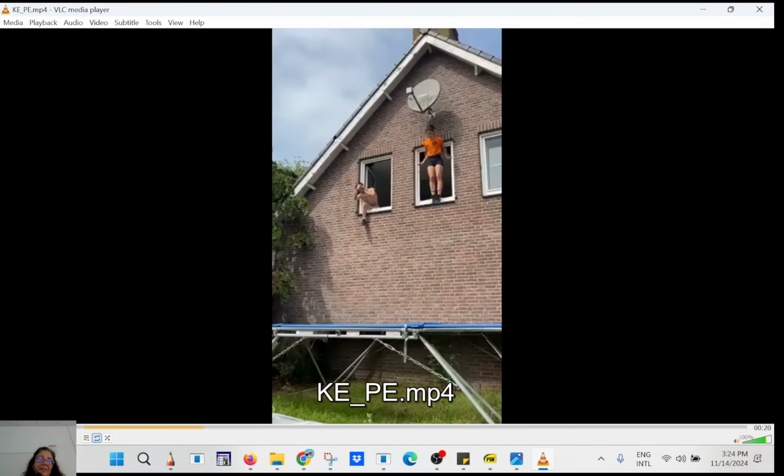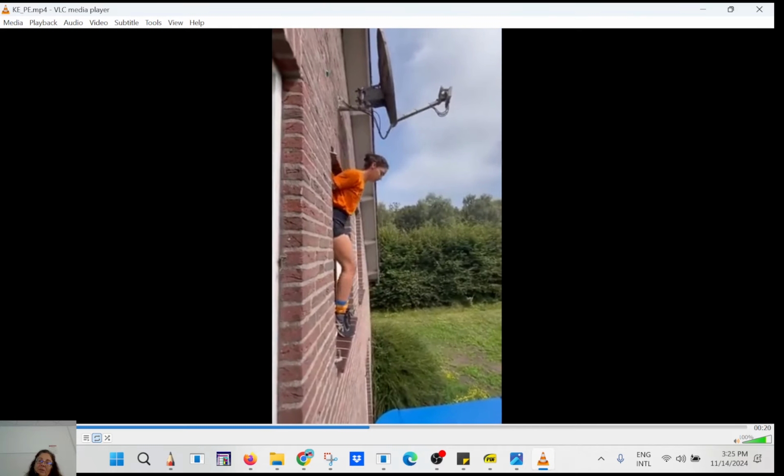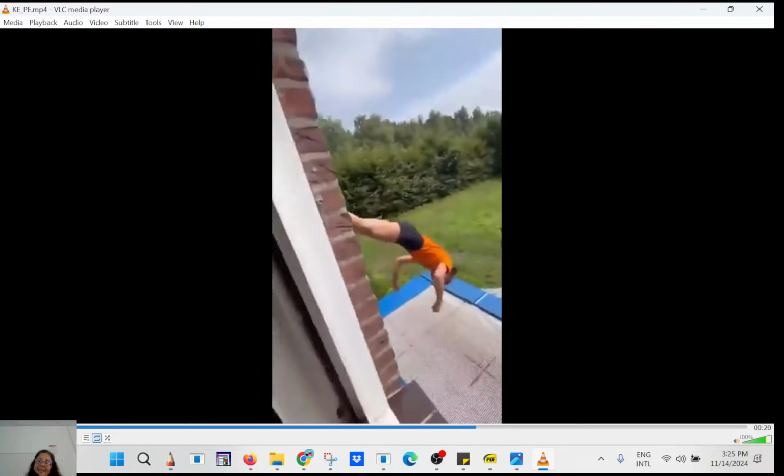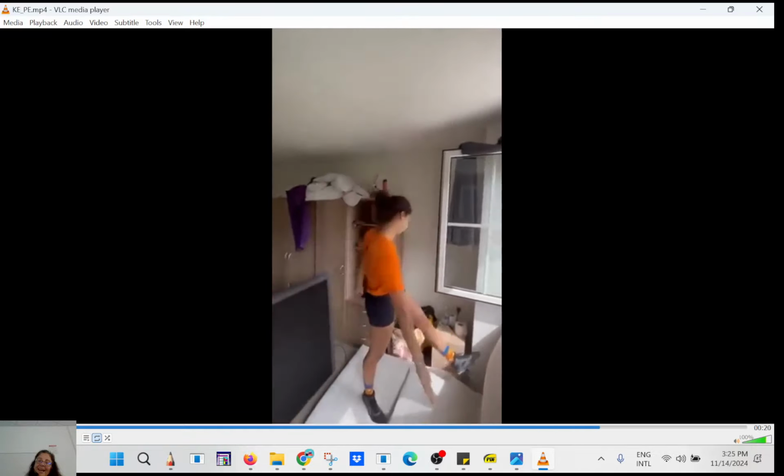Okay, so what do you think of this situation? So you have potential energy. Then before she hits the trampoline, what kind of energy is it going to be? Kinetic. And then she hits the trampoline, and the trampoline is going to stretch out. Elastic potential energy. That elastic potential energy goes back to kinetic. That will go back to potential. So potential, kinetic, elastic, kinetic, potential.